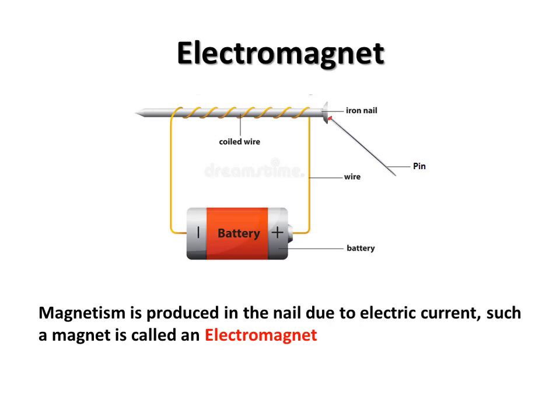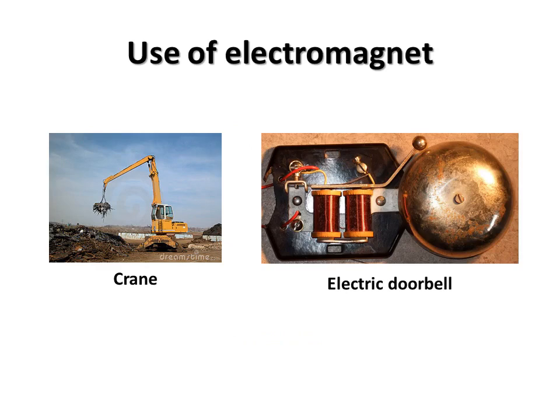Now stop the electric current and see what happens. The pin sticking to the nail falls off. Why does this happen? Magnetism is produced in the nail due to the electric current. When it is put off, the magnetism vanishes. Such a magnet is called an electromagnet. This magnetism is temporary. Electromagnetism is used in many places in our day-to-day life. For example, it is used in instruments such as a doorbell and a crane.